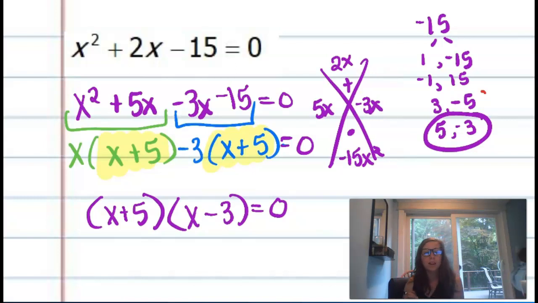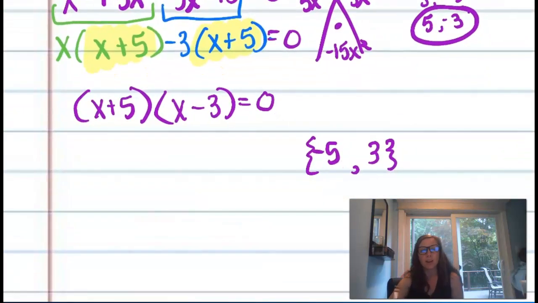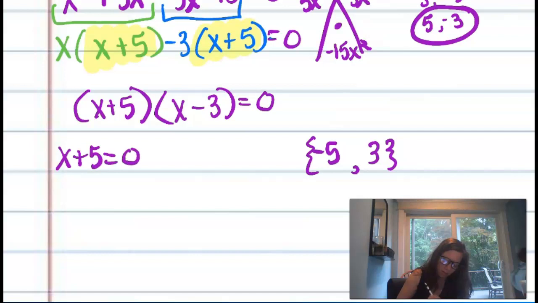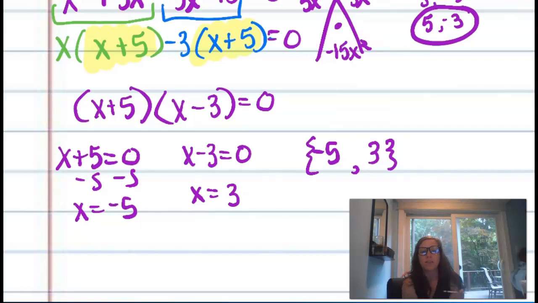So once you get here, you can go ahead and say, well, what would x have to be in the first? It'd have to be a negative 5. And in the second, it would have to be a positive 3. So those are your two answers. And again, if you're not comfortable just kind of going with that direct route, we could also just set them equal to 0. So there's where the negative 5's coming from. And there's where the positive 3's coming from. So once you factor, you just set them equal to 0.